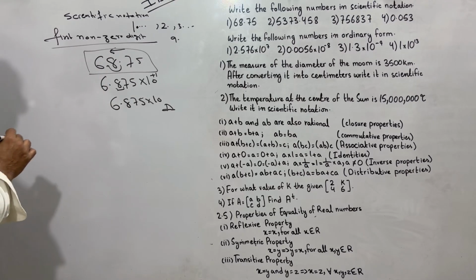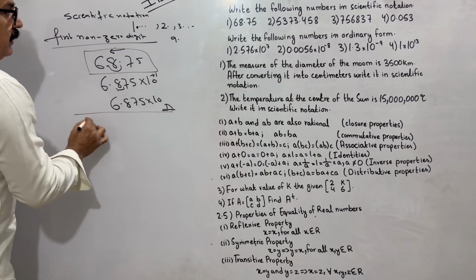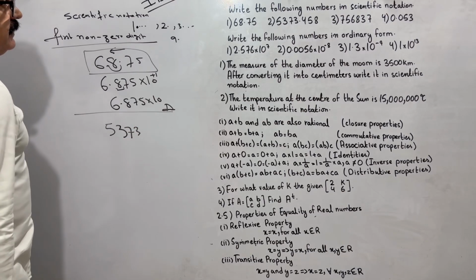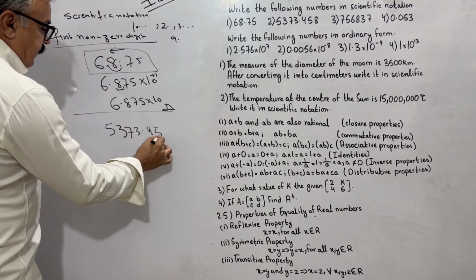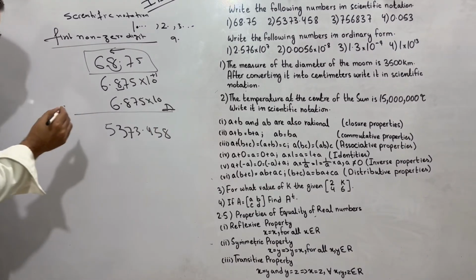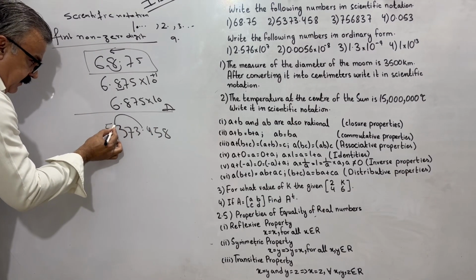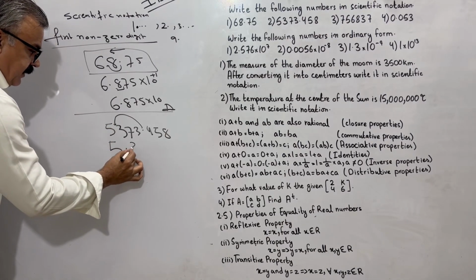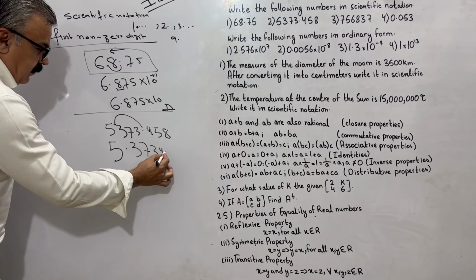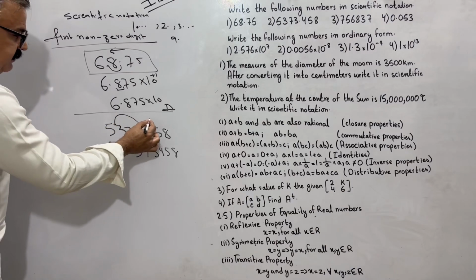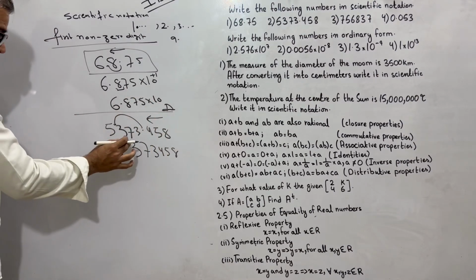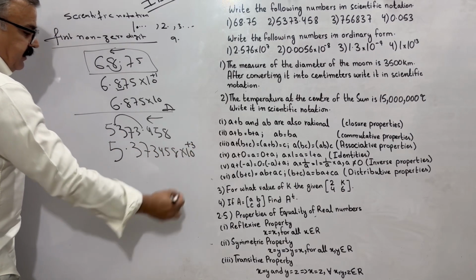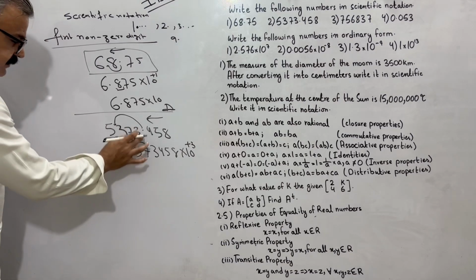Let's see question number two. Good one, making the concept more clear. 5373.458. Now we have to shift this decimal to in front of 5. It will become 5.373458. How many digits has the decimal traveled from right to left? 1, 2, 3. 10 must be raised to positive 3. 10 raised to positive 3 is the scientific notation of this.